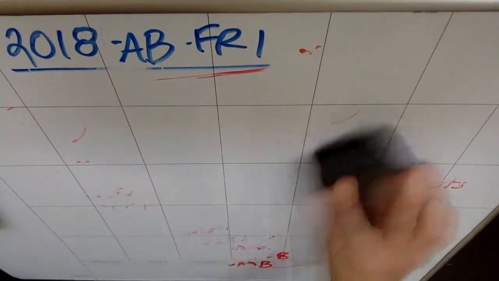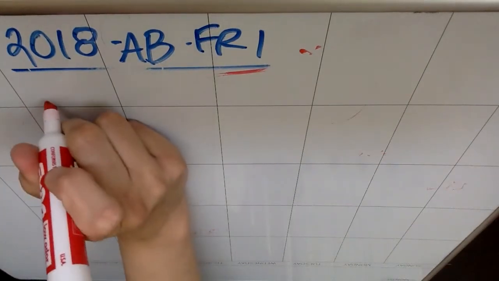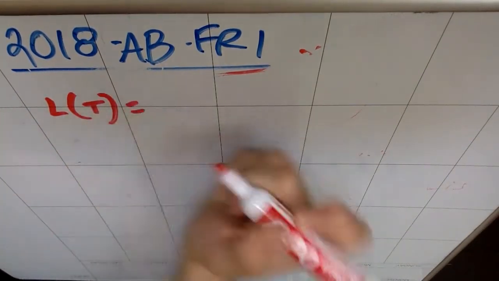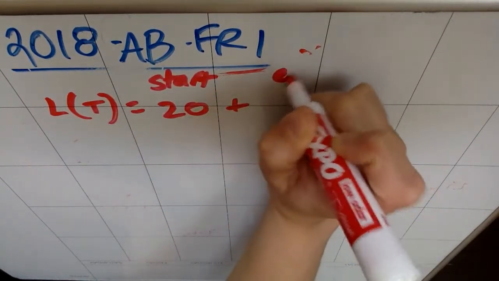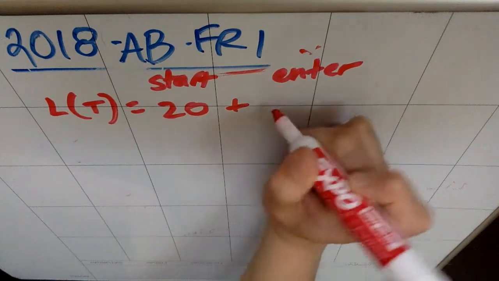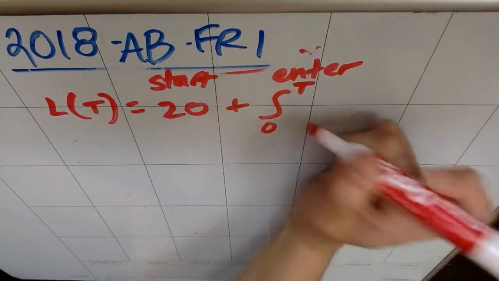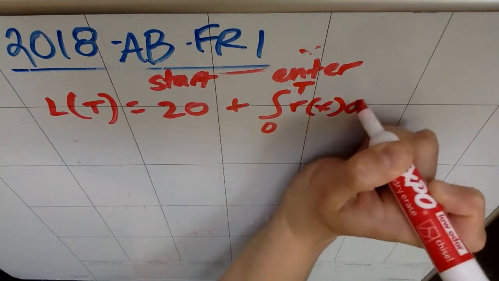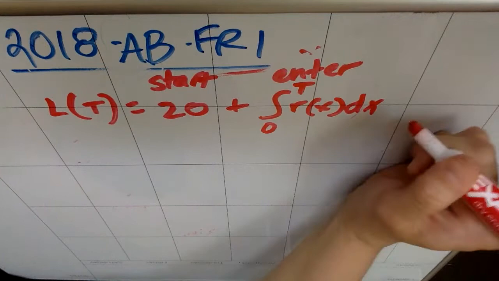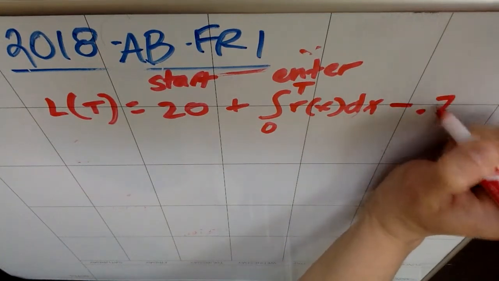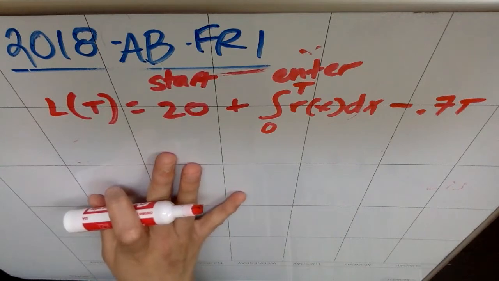In order to find the total number of people in line, we've seen that the number of people in line should be the number of people that started in the line, which is 20, plus the number of people that enter the line, which would be the integral from 0 to whatever time t I'm using of r of x dx, because you can't use the same value as a bound that you use inside the integral, minus 0.7 times however much time I use. That's the number of people in the line.